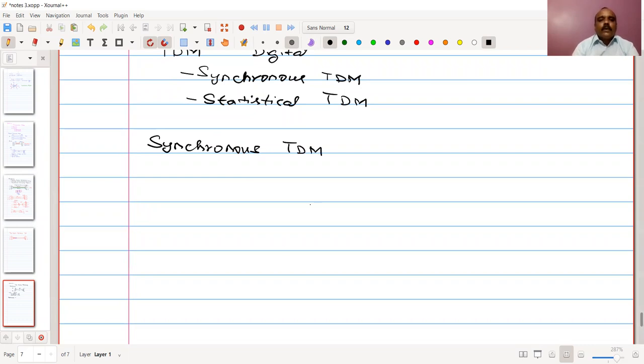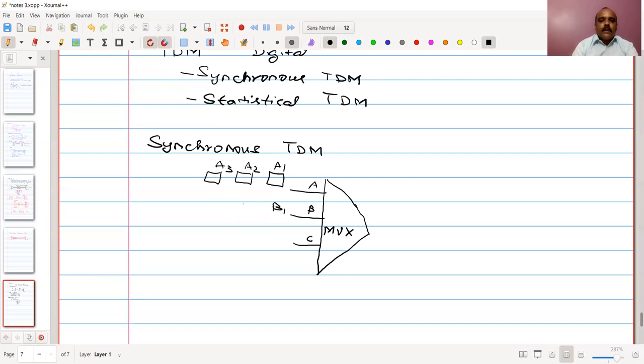So what is synchronous TDM? We have a multiplexer here, that will take the users' lines. Let us assume that we have three users, A, B, and C. And they are generating the data: A1, A2, and A3. Similarly, we have B1, B2, then B3. And C1, C2, C3.